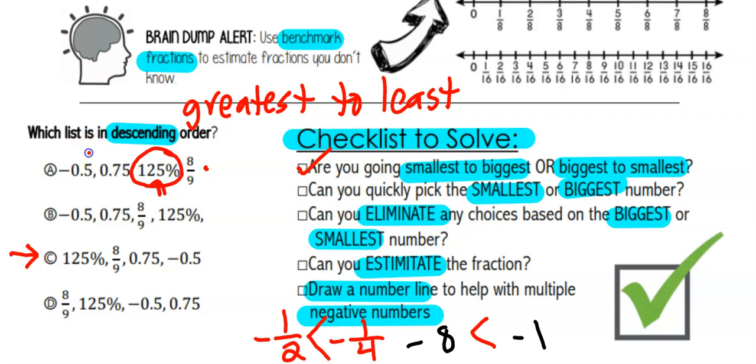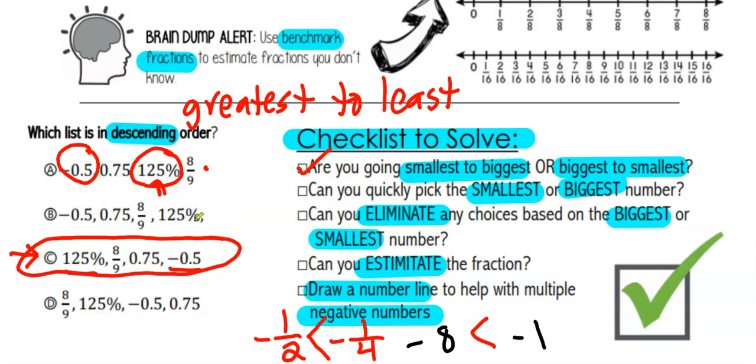That's right. Our smallest number is going to be the only negative we have here. And if you notice, we have our largest number at the beginning, our smallest number at the end, and that's the only choice that makes sense. So we can conclude, just from using our number sense, that C is the correct answer. And notice we didn't have to change anything to a decimal. We just used our checklists.